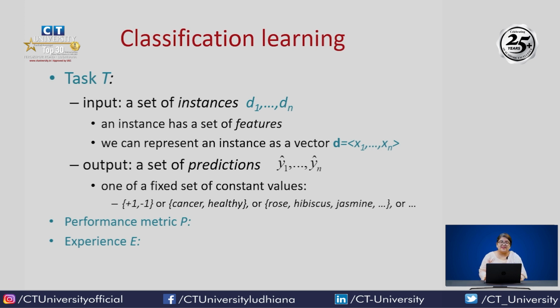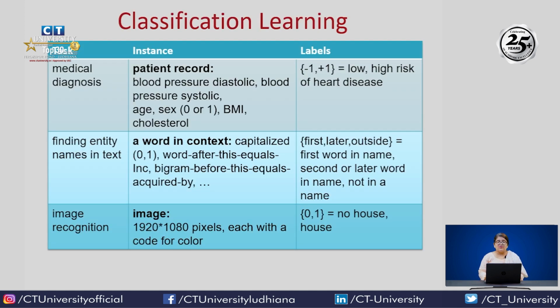Then the output is a set of predictions, one of a fixed set of constant values that we have: +1, -1, person is healthy, person has cancer, or the flower is a rose, hibiscus or jasmine, etc. So we have performance metric P and experience E. Now what we need to do is classification learning. For example, in medical diagnosis we can apply classification. +1, -1 would be the labels.